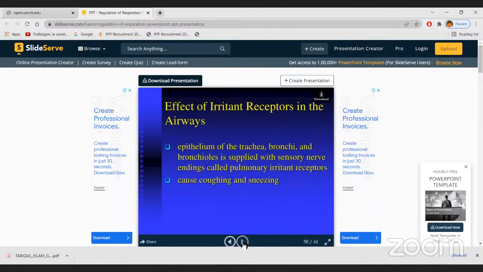The effect of irritant receptors in the airways. The epithelium of the trachea, bronchi, and bronchioles is supplied with sensory nerve endings called pulmonary irritant receptors, causing coughing and sneezing.